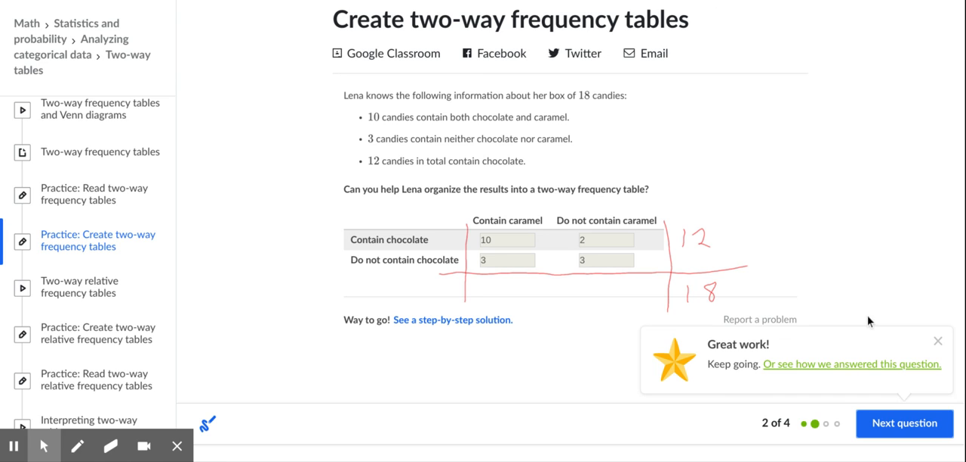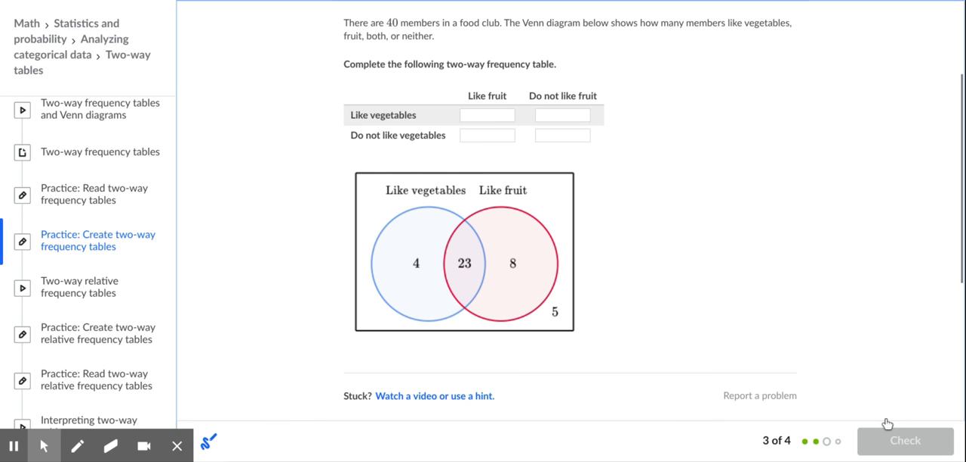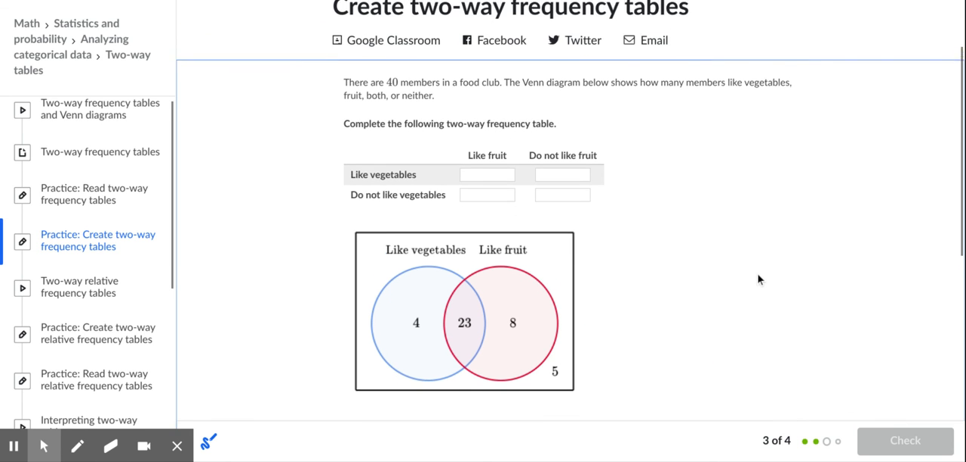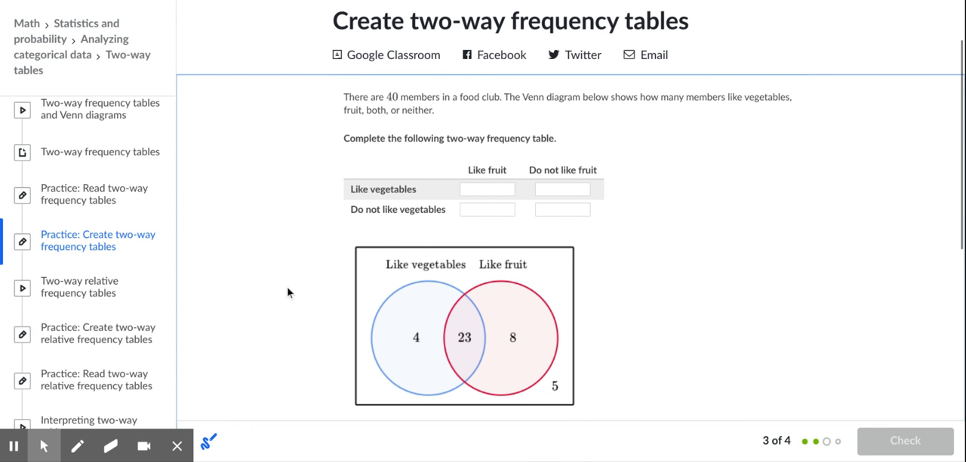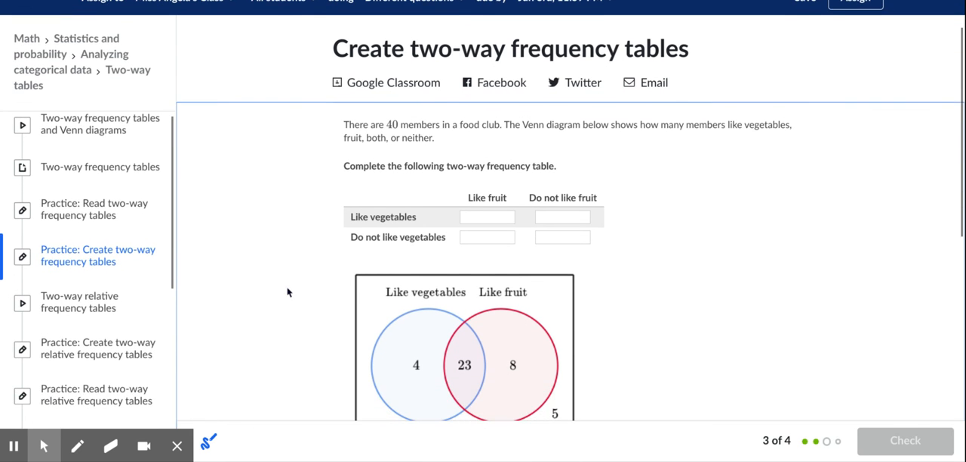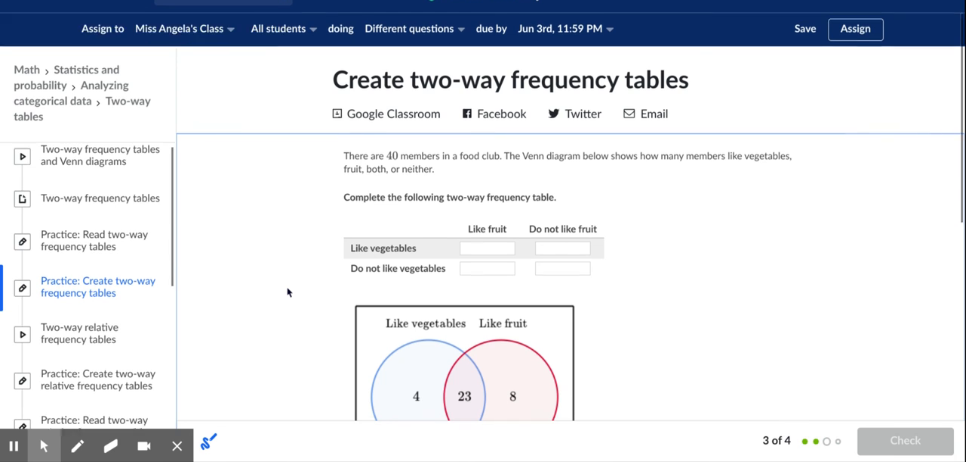So that's kind of how that works. Sometimes you're given all the pieces, sometimes you're given some of these outside pieces, these sums, and you have to figure out what goes inside based on that. And this is just like the last one. Okay. So that is two-way frequency tables.